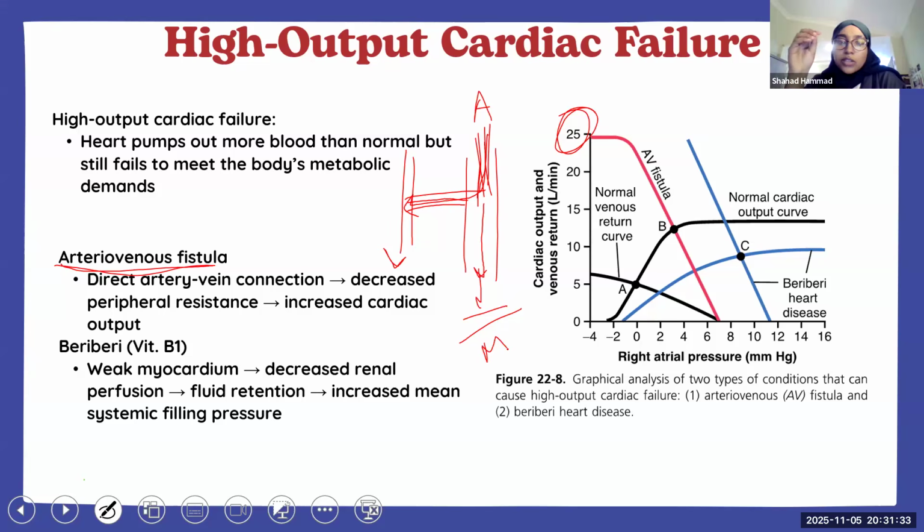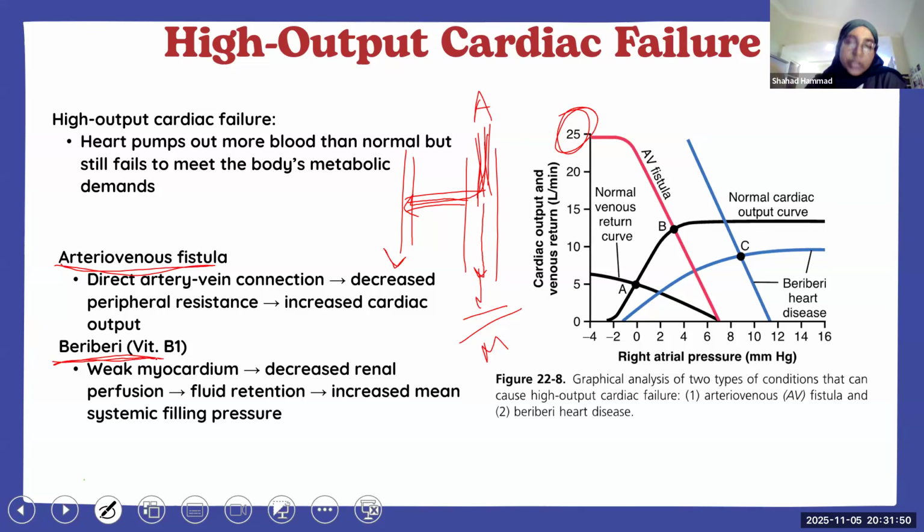So this is kind of the idea of a high output cardiac failure. The heart is pumping a lot of blood, but this blood is not reaching its desired targets and it's not meeting the demands of the body. Another example is the beriberi disease that we mentioned earlier, vitamin B1.